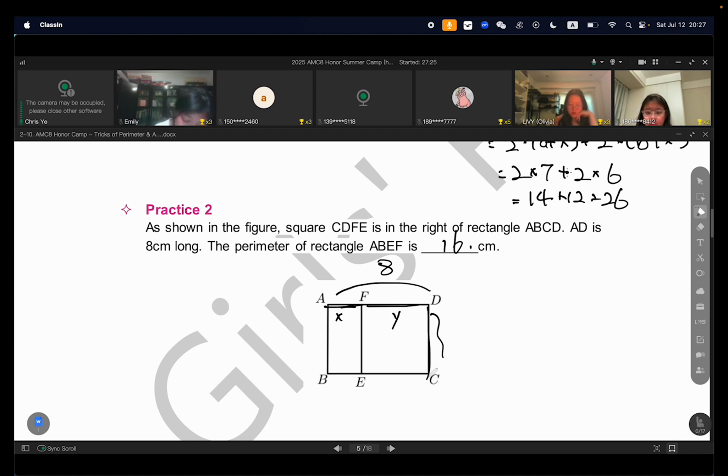And DC is also going to be Y since it's a square, which means FE is also going to be Y. And that means this is X and this is Y as well. So X plus Y equals 8, as we know. So the perimeter of rectangle ABEF is just going to be 8 times 2 equals 16. Any questions? Good.